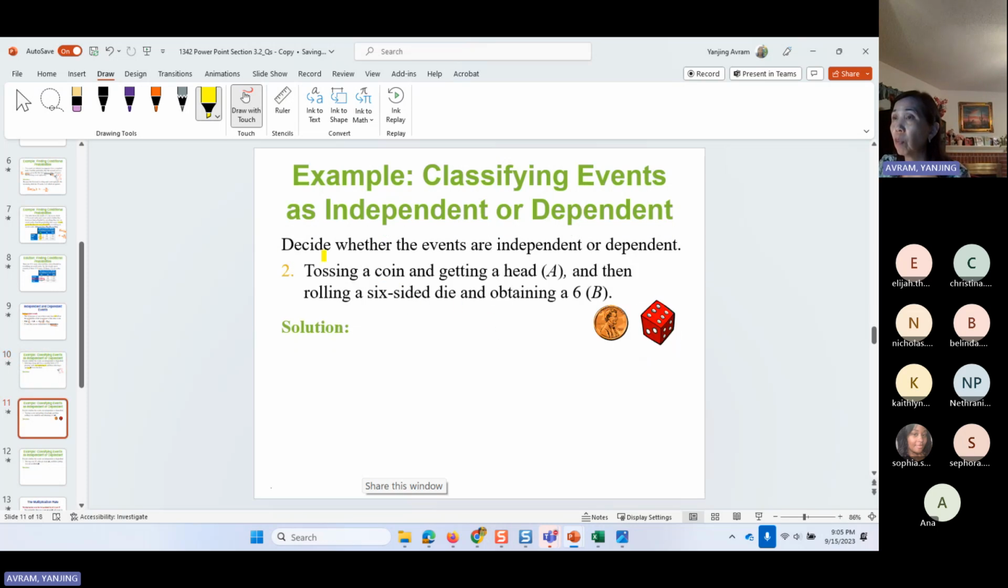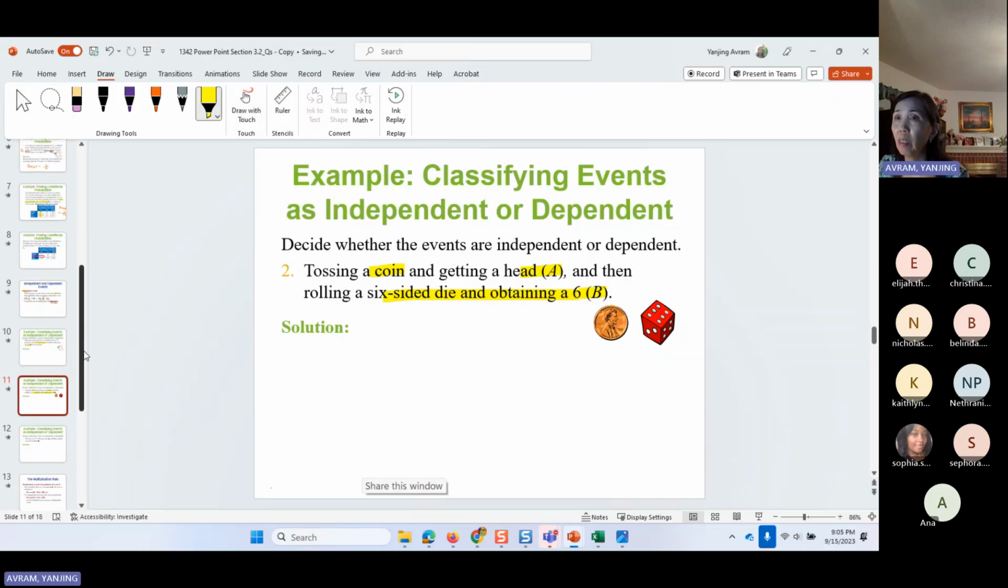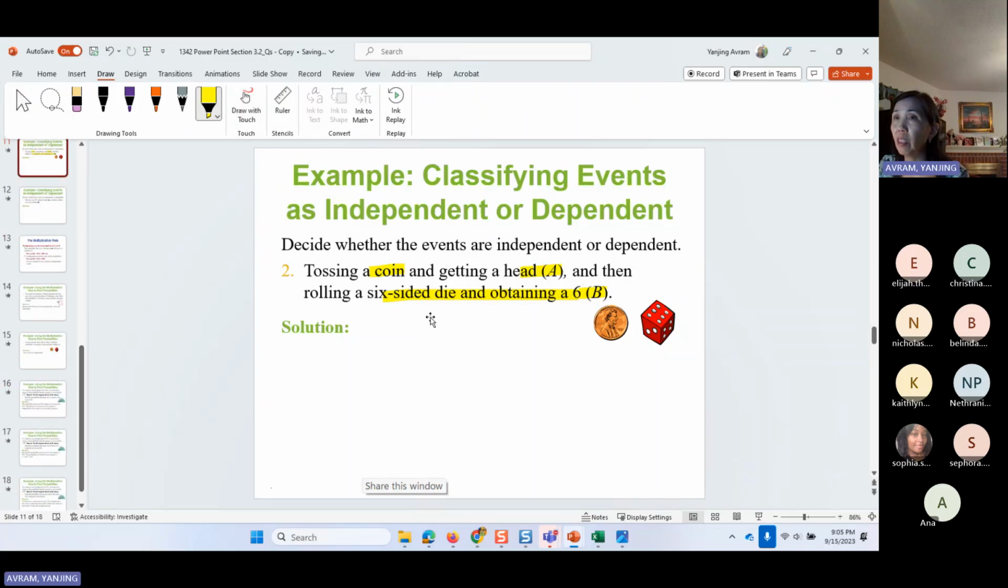Okay, determine this one: tossing a coin and getting a head, A, and then rolling a 6-sided die and getting a 6, B. So what do you think about A and B? Is this dependent or independent? Can anyone give an answer for this one, dependent or independent?